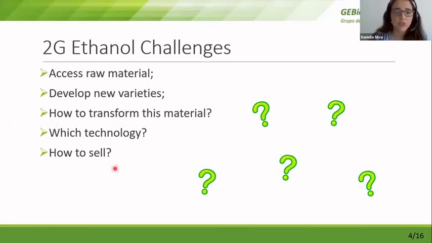And also we need to understand how to sell it, because we can, of course, mix the first generation ethanol with the second generation and sell it in a traditional distribution chain. But we also can separate the second generation ethanol and sell it in a specific market that will pay a premium price for this more sustainable biofuel. So we need to decide how to sell it.